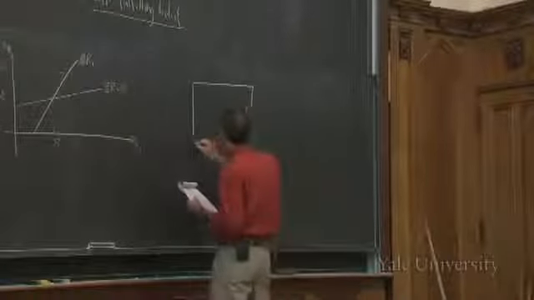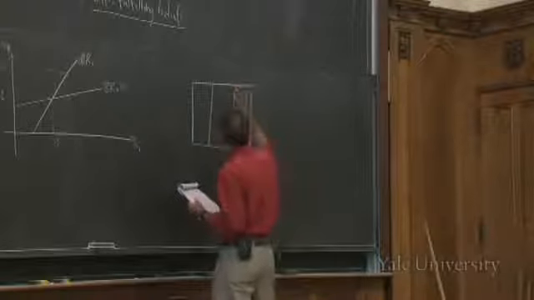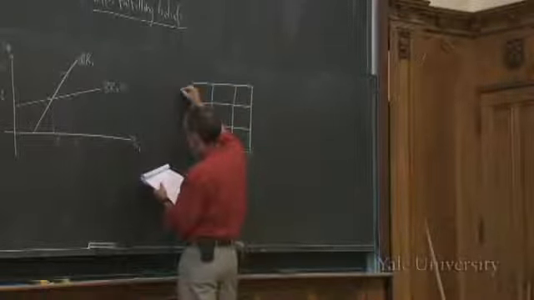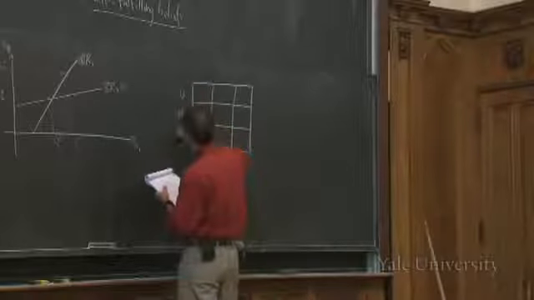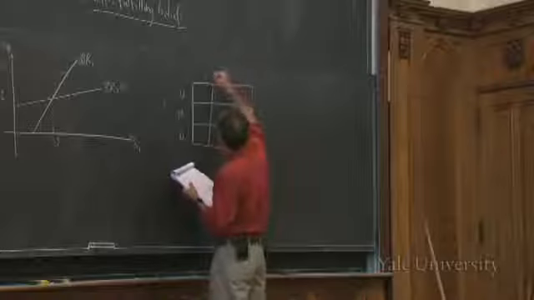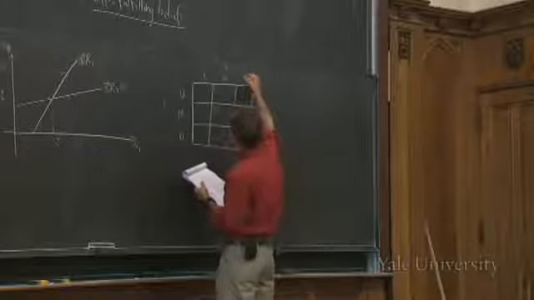Very simple game with 2 players. Each player has 3 strategies. And I'm not going to motivate this game. It's just some random game. Player 1 can choose up, middle, or down. And player 2 can choose left, center, and right.